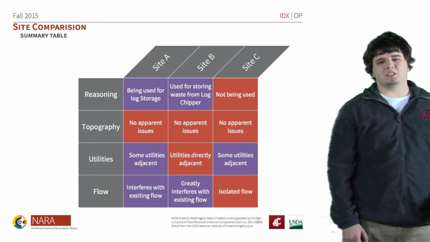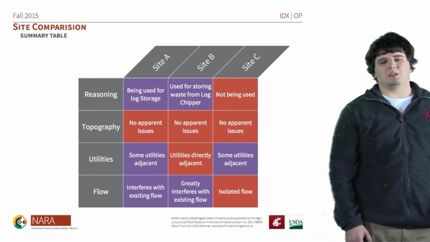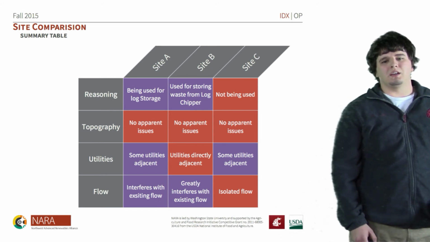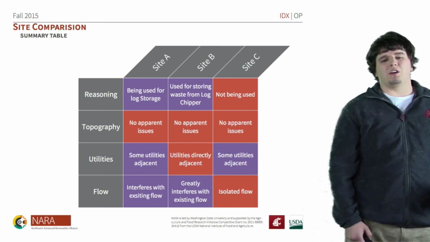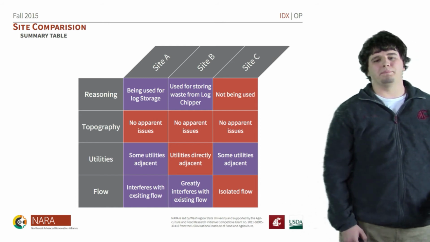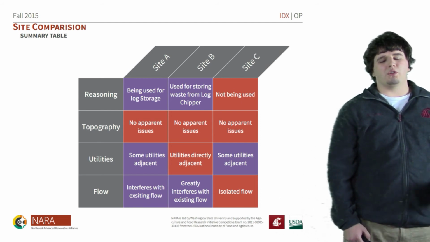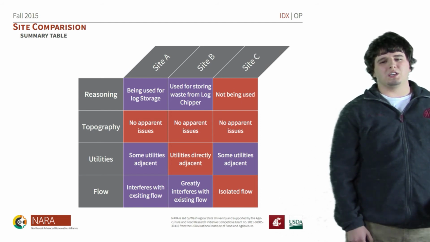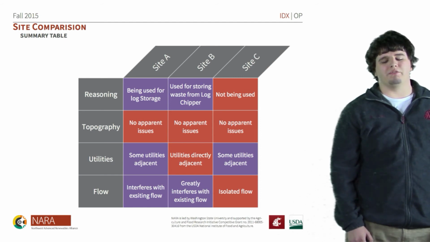As far as utilities go, for Site A, it does have some utilities adjacent, but the electricity would need to be rerouted there across the site, so that could present a challenge. For Site B, the utilities are directly adjacent due to the existing log chipper and debarker, so that shouldn't be an issue. And with Site C, we do have electricity directly adjacent. And even though the water main is not directly adjacent, we know that that property was used as a mill before, so there should be water very close.